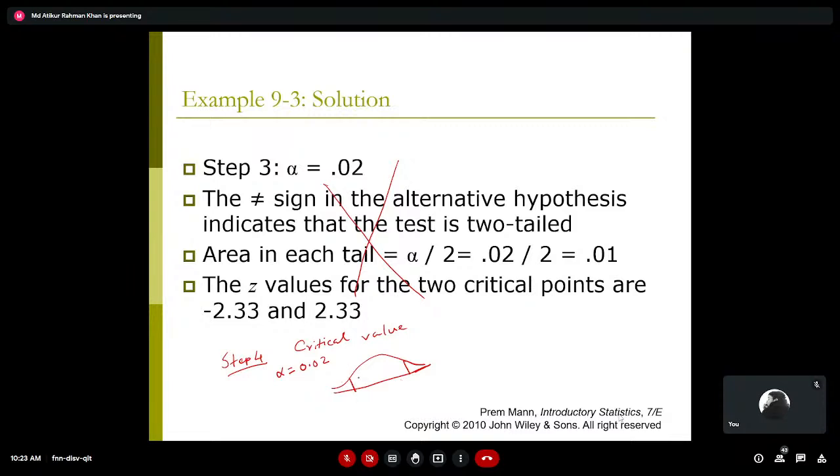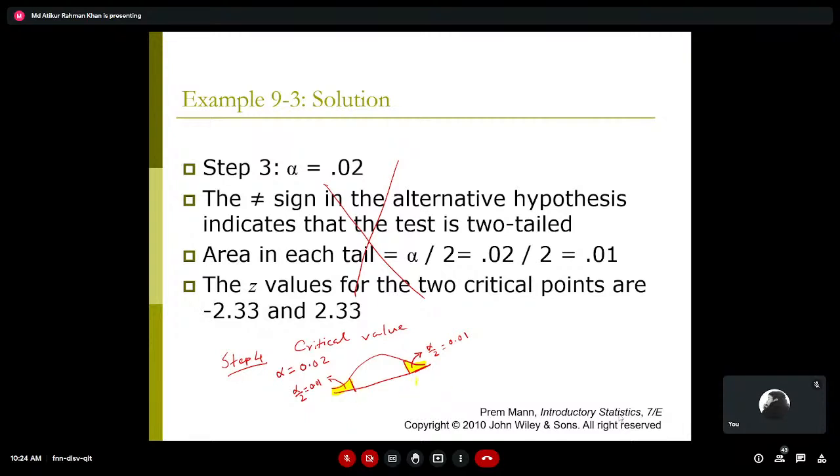Now, how to identify that region? So alpha is 0.02. So alpha will be divided in 2. So alpha divided by 2 means 0.01. This area is 0.01, and that part would also be there. Alpha by 2, 0.01. So that area is the rejection region. I have to find this value.